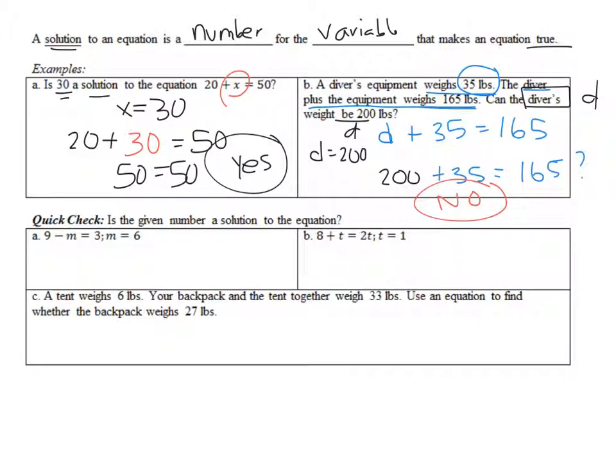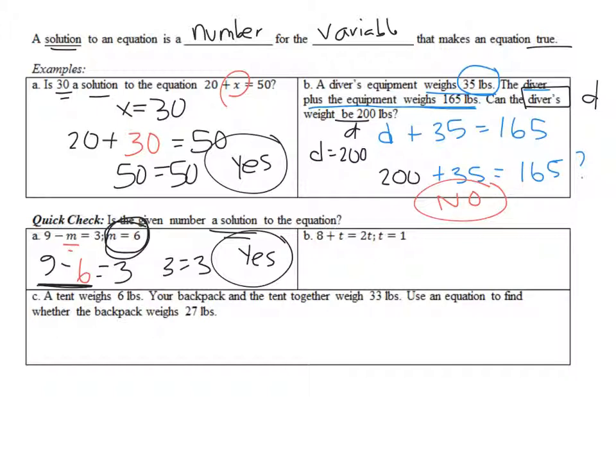Now we're going to try these quick checks. Is the number given a solution to the equation? So, that means, can we plug in the number for the variable and have it be true? So the first one, let m be 6. So 9 minus, now I'm going to plug in 6. Does that equal 3? Does 3 equal 3? Because 9 minus 6 is 3. Yes, it's a solution.